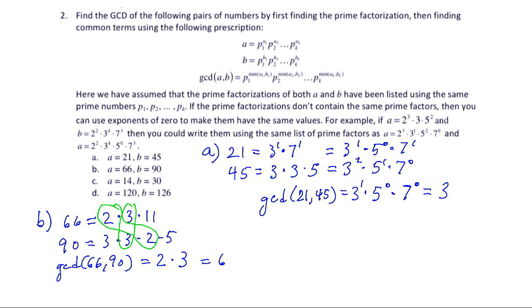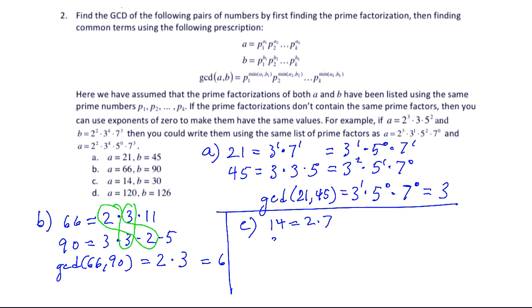For part C, 14 and 30. 14 is 2 times 7. 30, I just did up here, didn't I? I guess not. It's 2 times 3 times 5. And so the GCD of 14 and 30 is 2. Okay, we can only circle one common prime number in the prime factorization there.